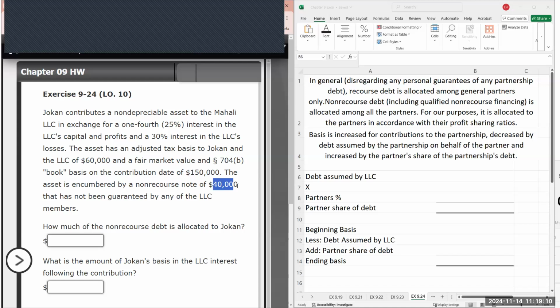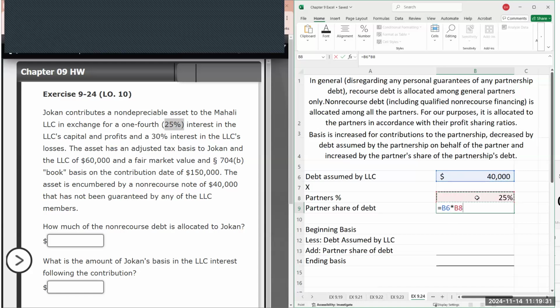Here we see the debt is $40,000. So the debt assumed by the LLC is $40,000, and it lets us know that Joe Kahn has a 25% interest. Based on that, the partner's percentage, which is 25%, the partner's share of debt is 40,000 times 25%. Therefore, $10,000 of the debt is going to be allocated to Joe Kahn.